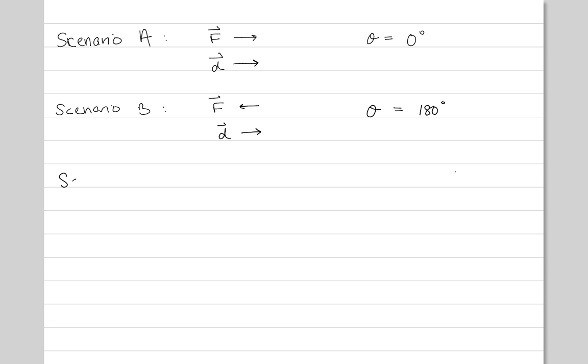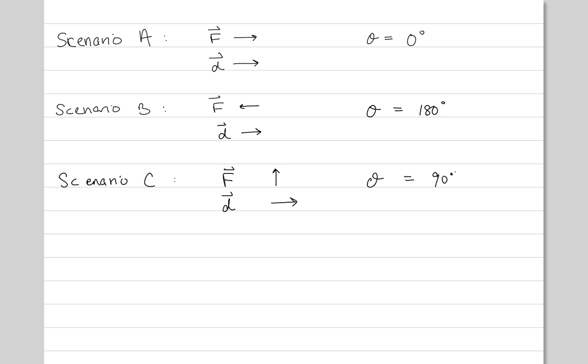And let's think about another scenario. This is the waiter. What if the force points up, but the displacement is to the right? What's the angle between the force and the displacement here? 90.